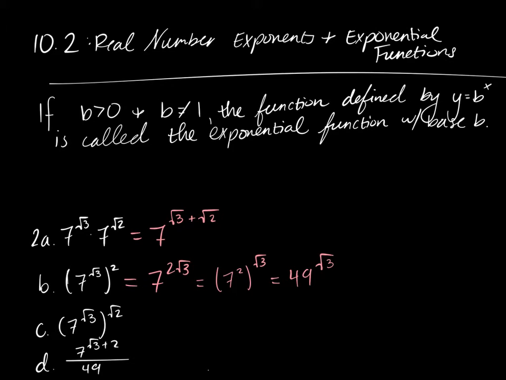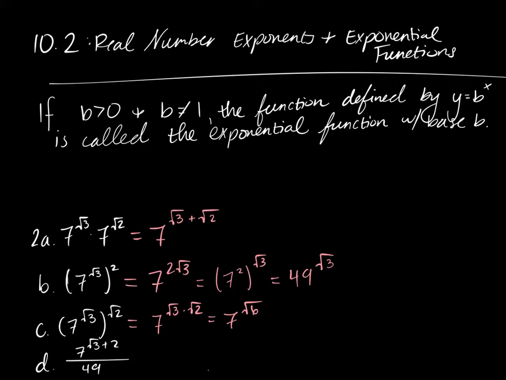Okay? For C, C says that we have 7 to the square root of 3, all of that to the square root of 2. And now, using what we did in part B, we can just multiply our two powers together. So we have 7 to the square root of 3 times square root of 2, which we know is 7 to the square root, and then we multiply what's underneath, and that would be 6.